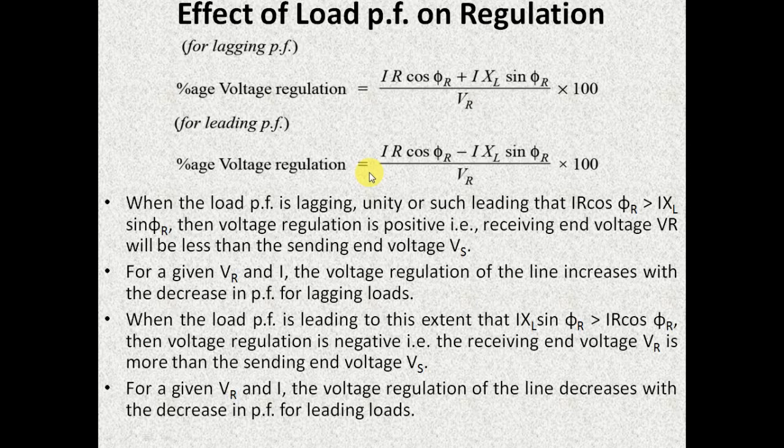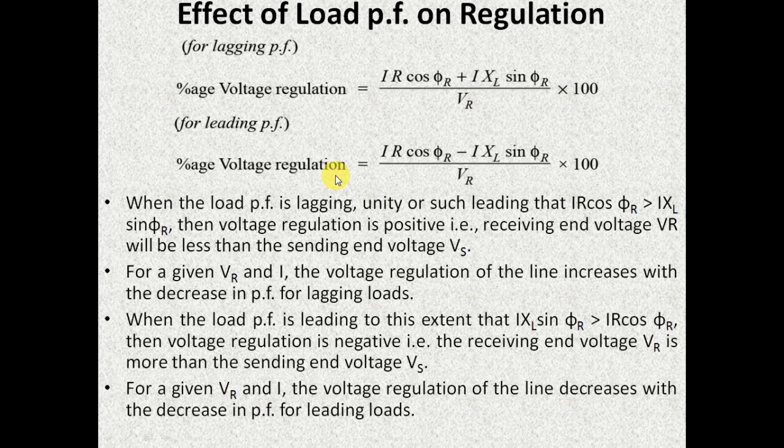In the case of a leading power factor load, the value of percentage voltage regulation will remain positive only if the first term in the numerator is greater than the second term in the numerator. That is, if the value of IR cos phi r is greater than the value of IXL sin phi r, then definitely the value of percentage voltage regulation will be positive.